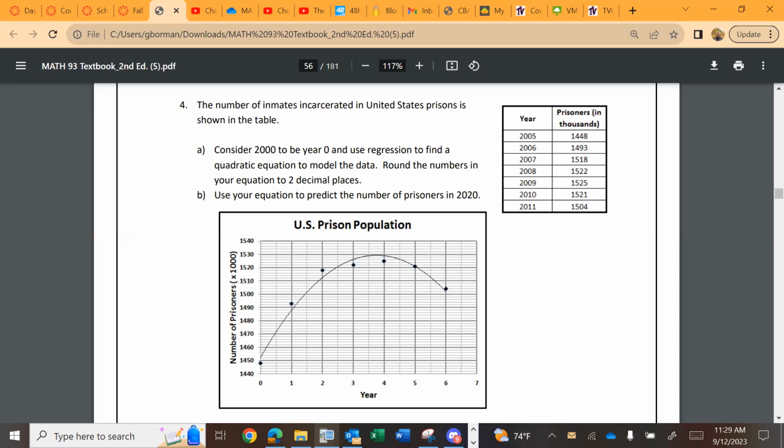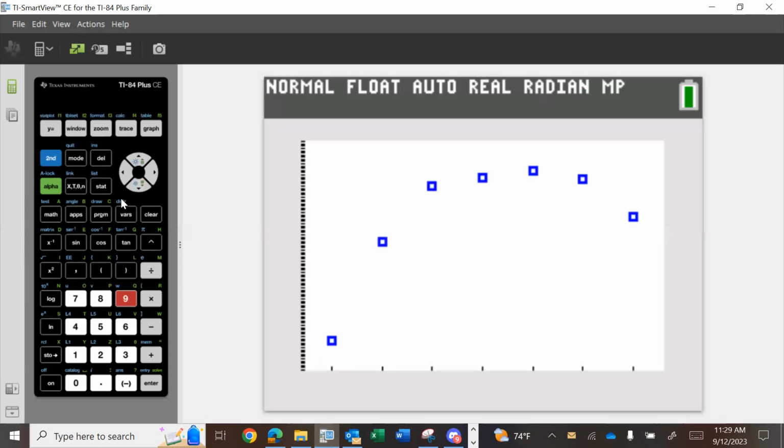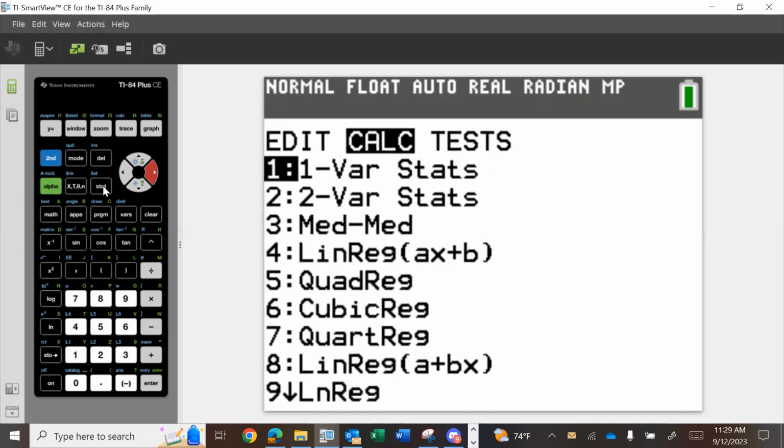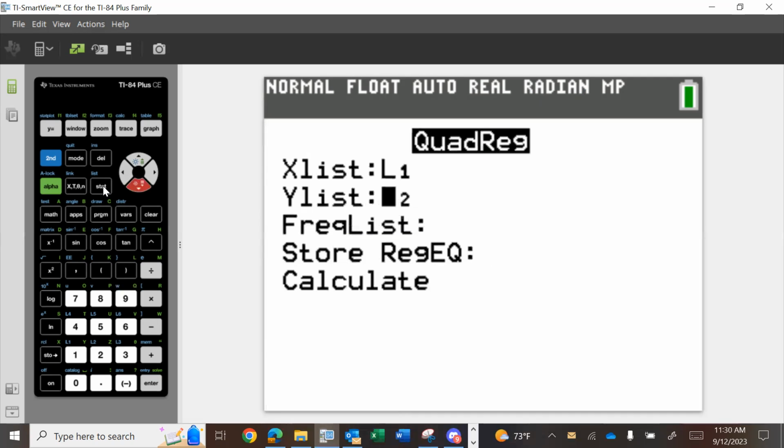Now that's not what they asked for. They said, go get the equation. All right, we'll do that. So we'll go stat, right? And instead of option 4, we don't want the straight line that best matches the data. We want the parabola or quadratic function that best matches the data. So I'll pick option 5, and it should say L1 and L2. If it doesn't, fix that.